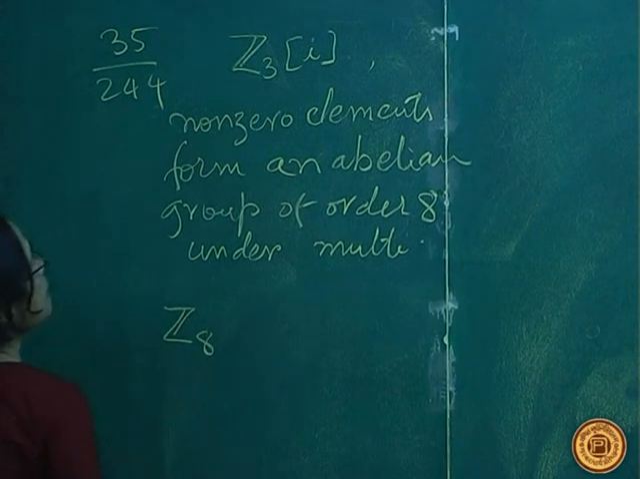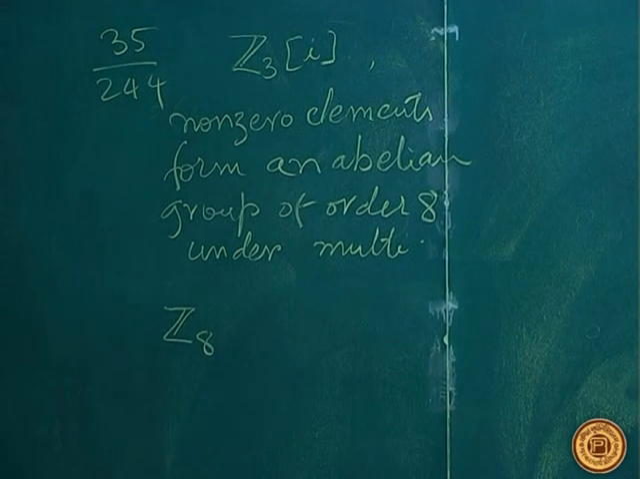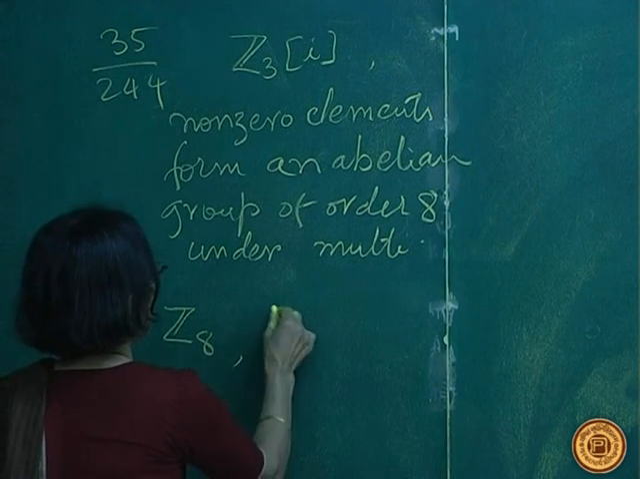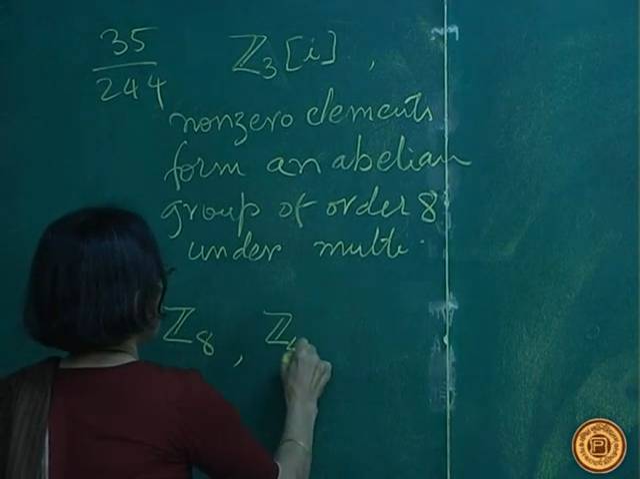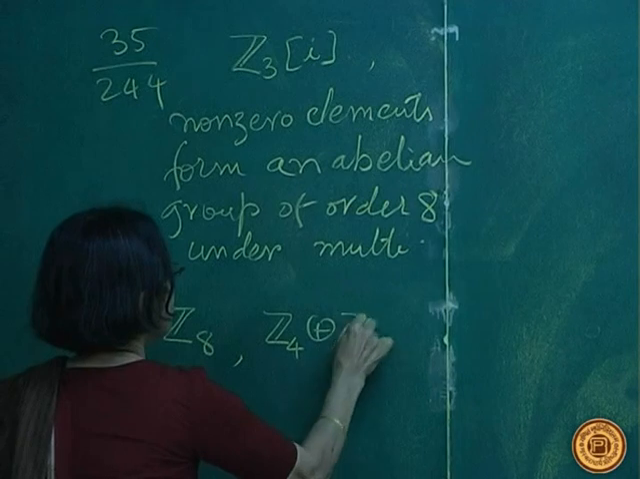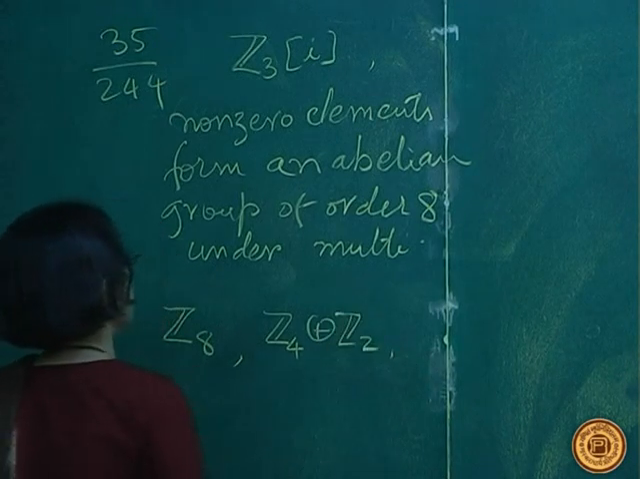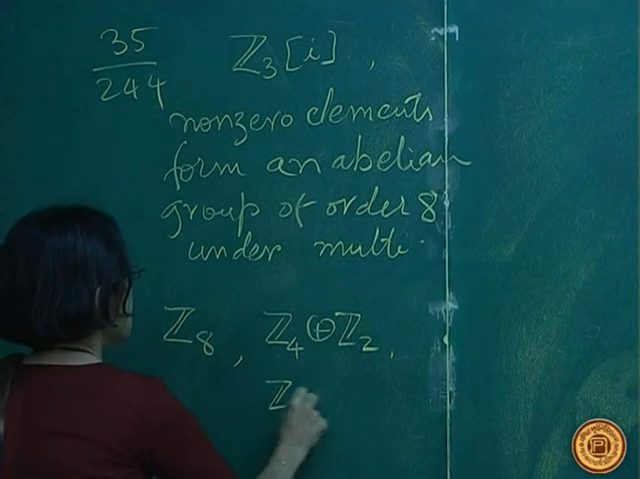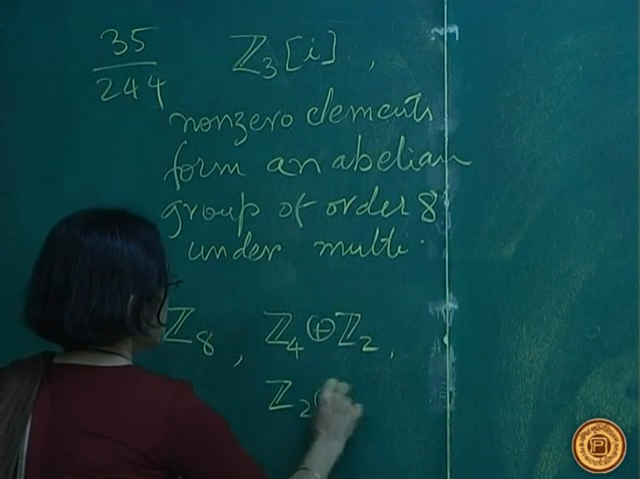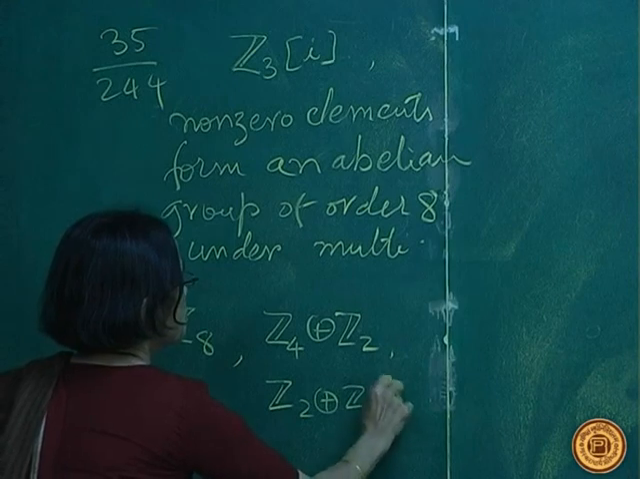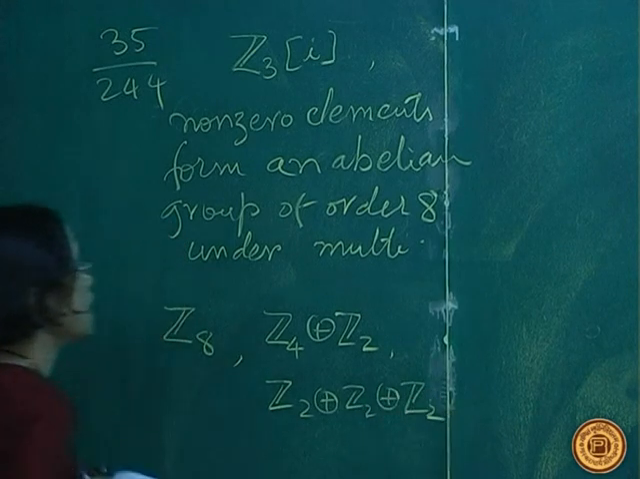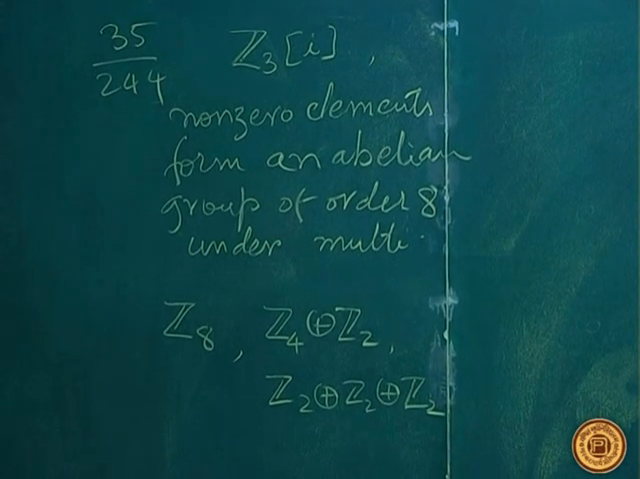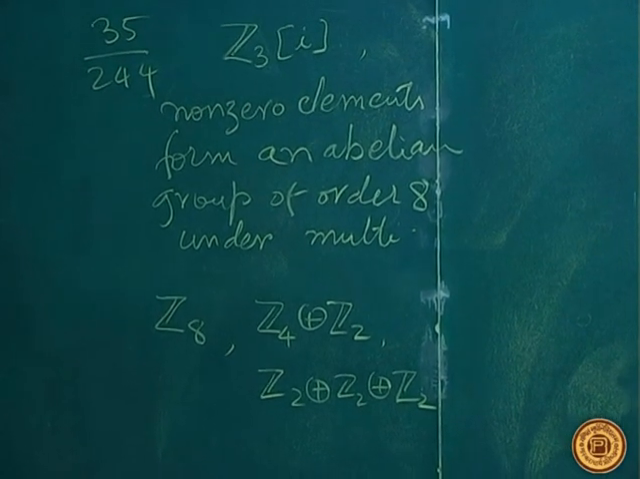Because it is a group of order 8 and abelian, it must be one of these: either a cyclic group of order 8, or a direct sum of Z4 and Z2, that is a group of order 4 and a group of order 2, or Z2 plus Z2 plus Z2. That again is of order 8. So let us find out what happens in the case Z3[i].